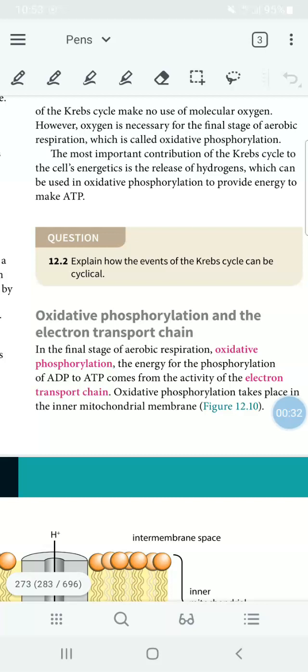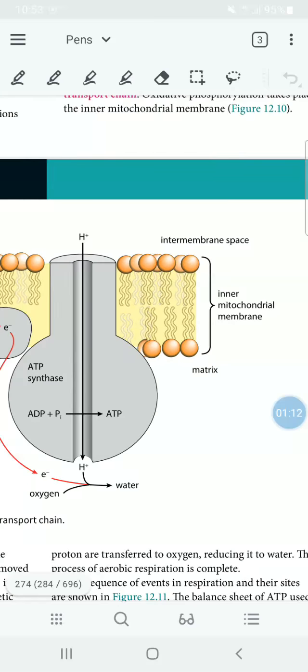In the final stage of aerobic respiration, up until this point, the involvement of oxygen was quite limited. In the Krebs cycle, there was no involvement of oxygen at all. So now here is the point where oxygen comes along. In the final stage of aerobic respiration, oxidative phosphorylation, the energy for the phosphorylation of ADP to ATP, that is, phosphorylation is the addition of phosphate, comes from the activity of the electron transport chain. Oxidative phosphorylation takes place in the inner mitochondrial membrane. So it happens in the inner mitochondrial membrane, right?